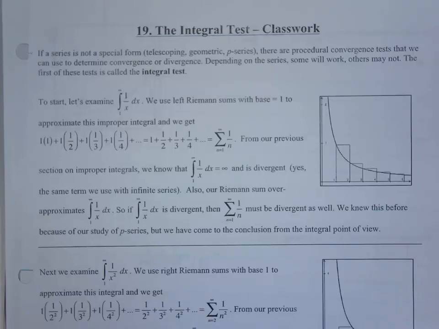What if it's a series that's a combination of two different types? You know, the top is a p-series and the bottom is a geometric series. What do you do? Well, there are several different tests that you can run to see if it converges or diverges. One of them that we're going to learn today is the integral test.